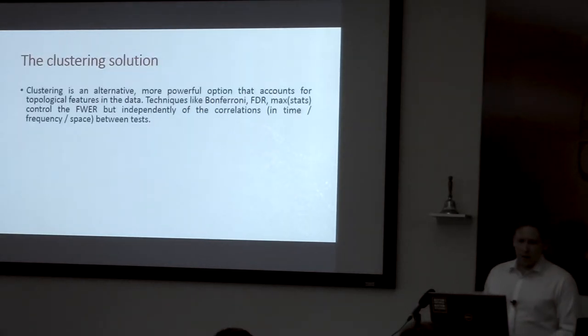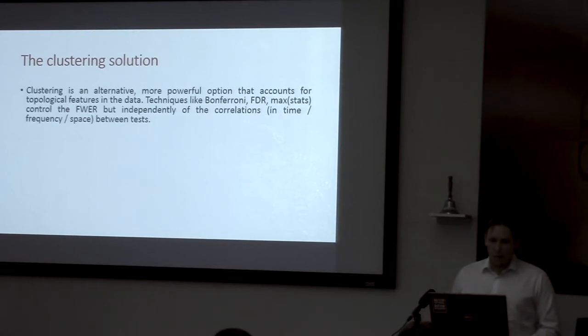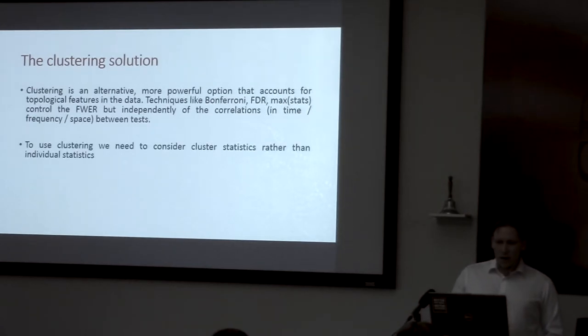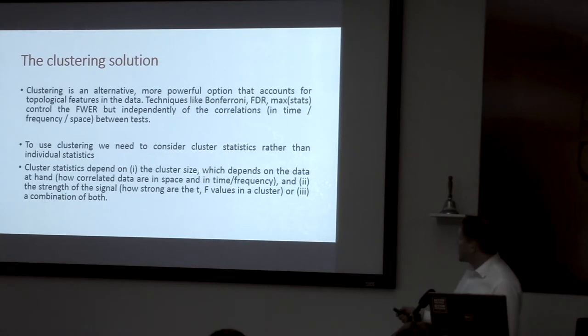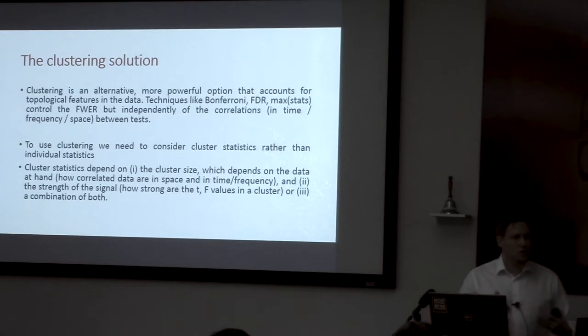So the cluster is an alternative, which is more powerful, because it will account for topological features. Basically, you account for the fact that you know time, frequency, electrodes are correlated. And so we typically use cluster mass. The clustering needs to consider these statistics. So you have cluster size: how big is your cluster? You've got cluster height, or the strength, how sharp it is. And you've got cluster mass, which basically is just the sum of the values inside. So it's a way to have both the size and the strength together.